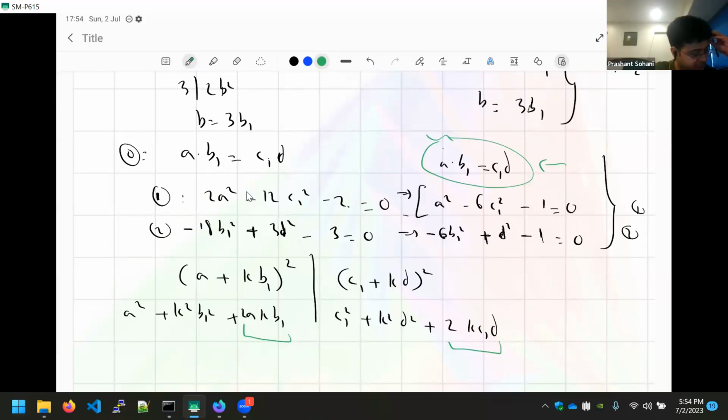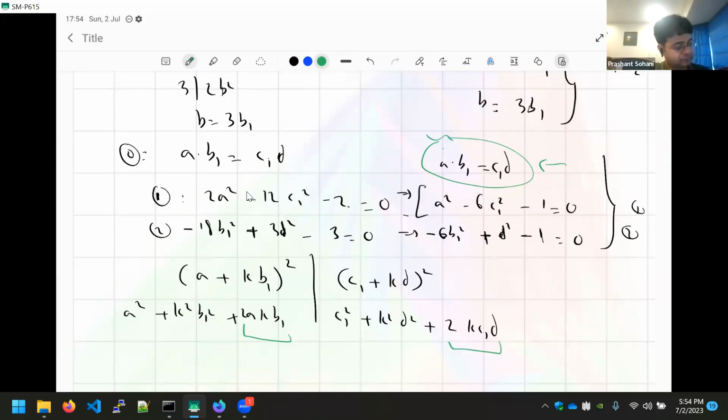Then we get a square plus 6 b1 square, and minus c1 square plus 6 d1 square, equal to 0. And then we will add and subtract 2 root 6 times a b1, which is also equal to c1 d.